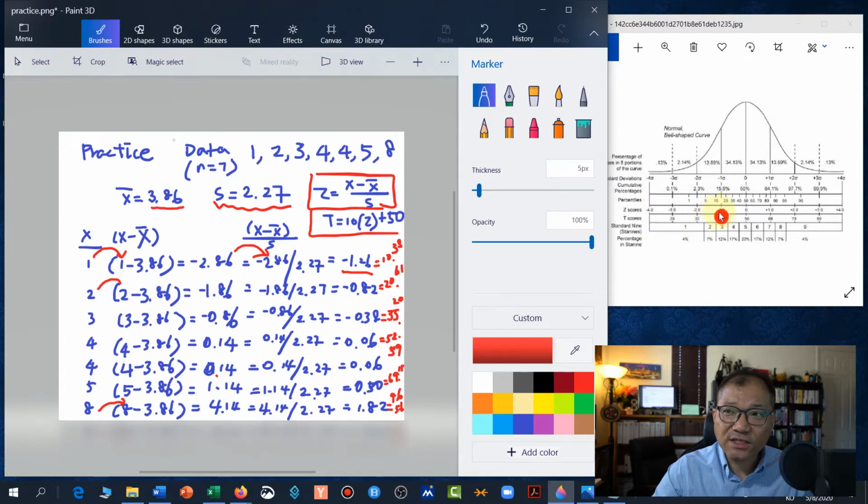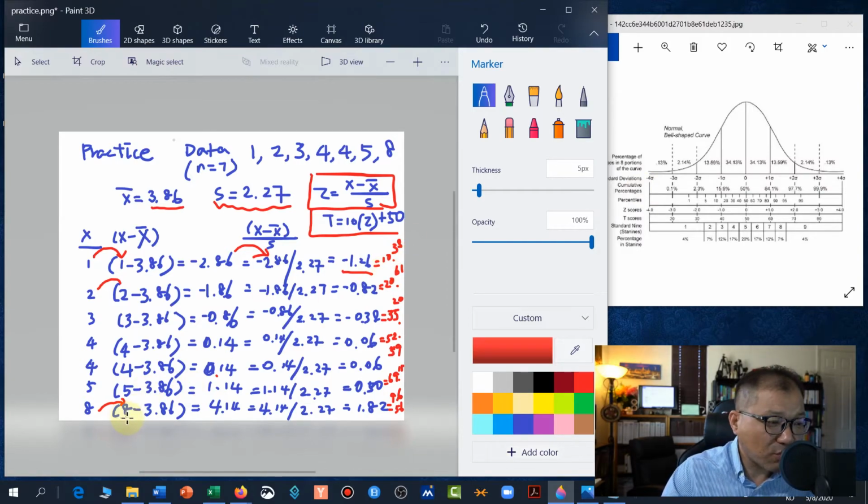Your z-score is negative 1.26. So negative 1.26 is somewhere around here. So your score is negative 1.26 standard deviations below the mean. What is your percentile? Your percentile is 10.38, somewhere around here. All the way from left to here, negative 1 is about 16%, right? Your percentile is 10.38.